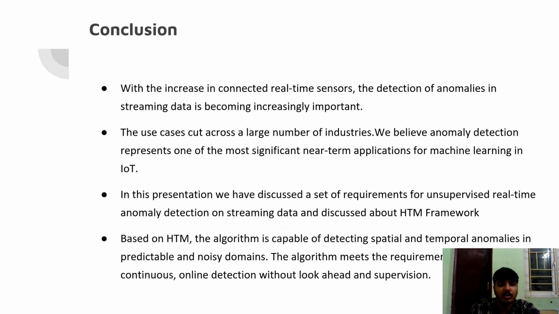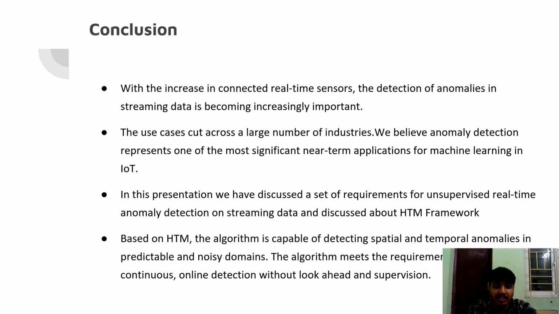Coming to the conclusion, we can say that with the increase in connected real-time sensors, the detection of anomalies in streaming data is becoming increasingly important, and the use cases cut across a large number of industries. We believe anomaly detection represents one of the most significant near-term applications for machine learning in IoT.